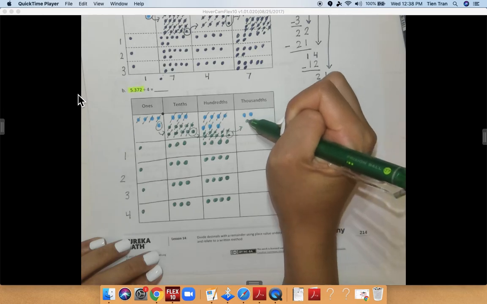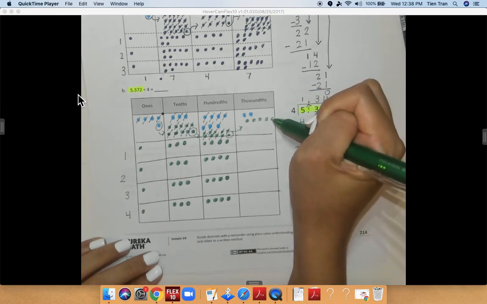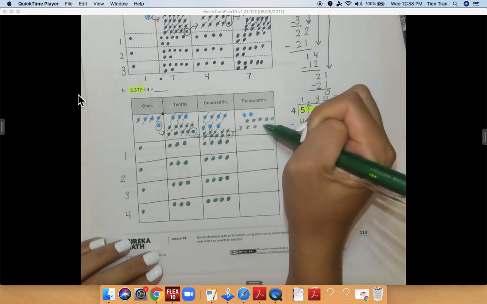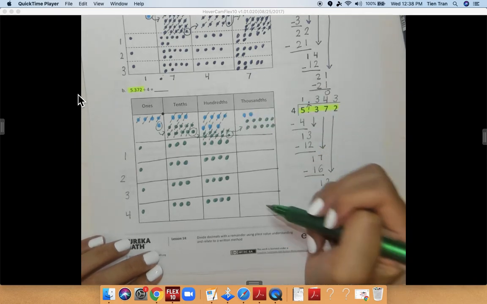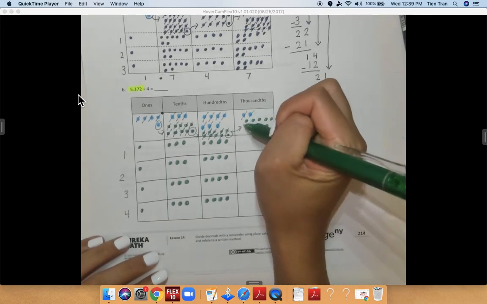1, 2, 3, 4, 5. And over here, 1, 2, 3, 4, 5. Okay? And I'm going to make sure I distribute that. So I have 1, 2, 3, 4.